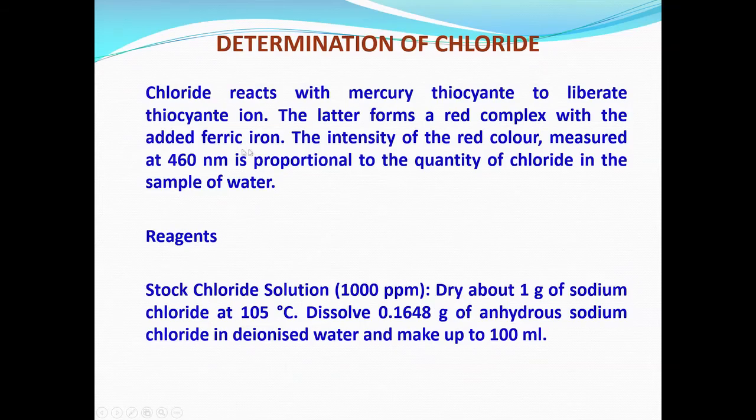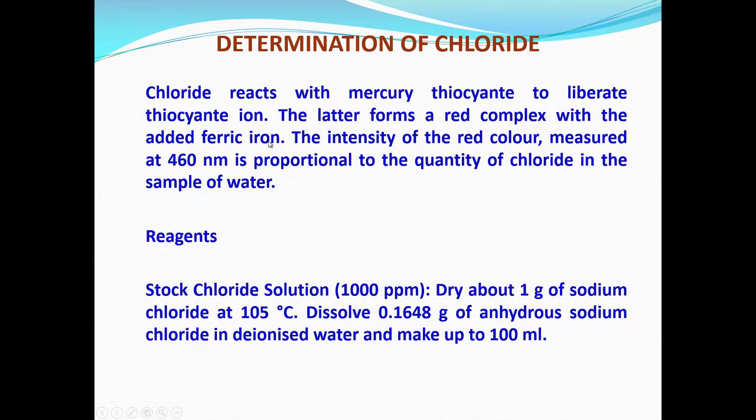So, the chemistry of this refers to the reaction of mercury thiocyanate to liberate the thiocyanate ion. It is a very simple reaction. Whenever there is chloride in the water, we add mercury thiocyanate to liberate the thiocyanate ion, and the liberated thiocyanate ion forms a red complex with added ferric iron.